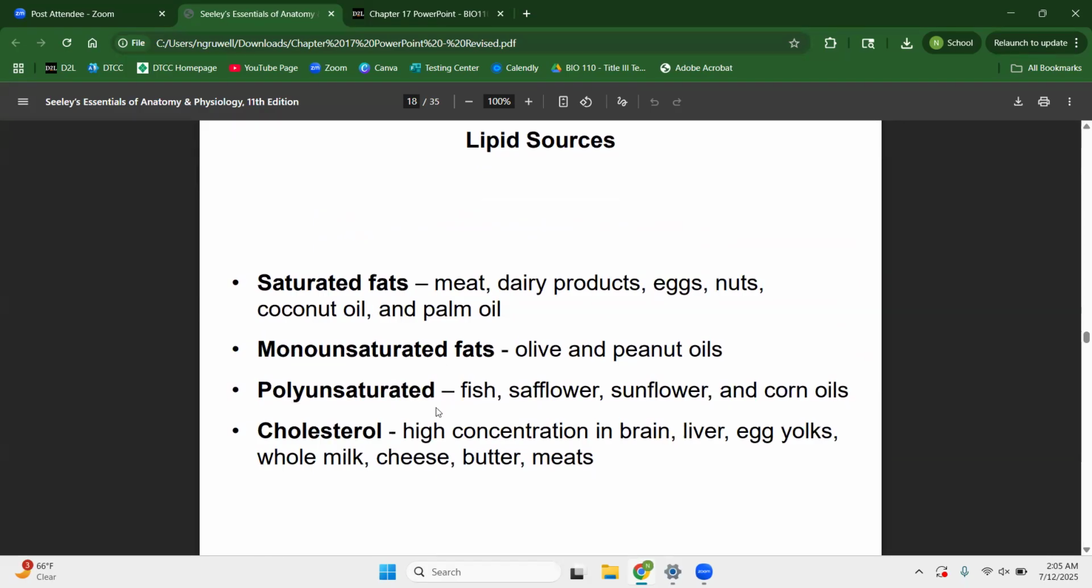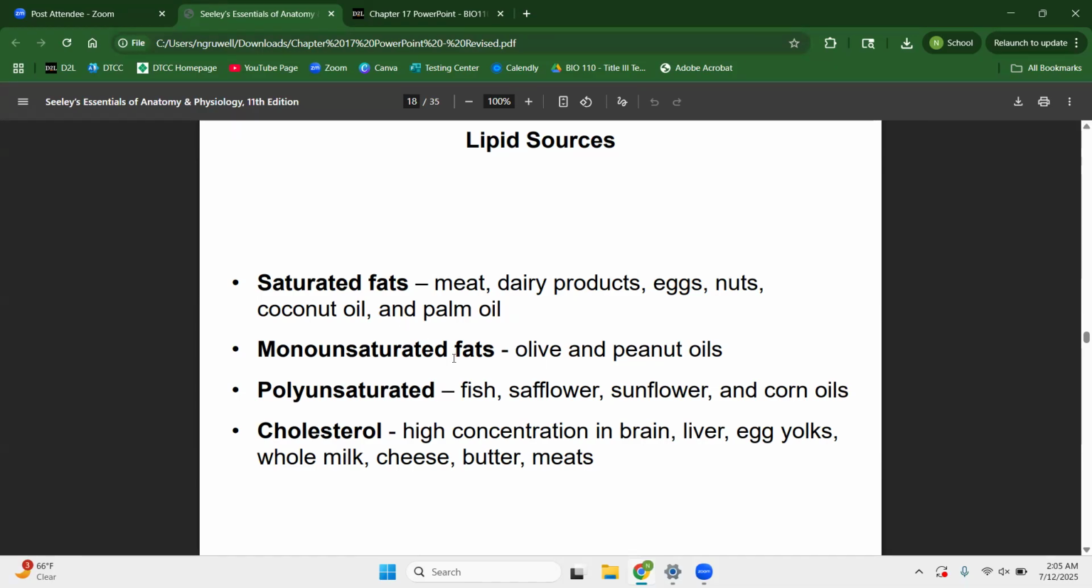Okay, different lipid sources. Saturated fats, like I said, if you think of that rule of it being solid at room temperature, makes sense. So meat and dairy products would solidify if we left them out. Butter is an example of that. Milk would have solids if you didn't refrigerate it. Eggs are an example of this. Nuts also have saturated fats, like almonds. Nuts are a high calorie dense food, even though they're relatively healthy, because of the fat content.